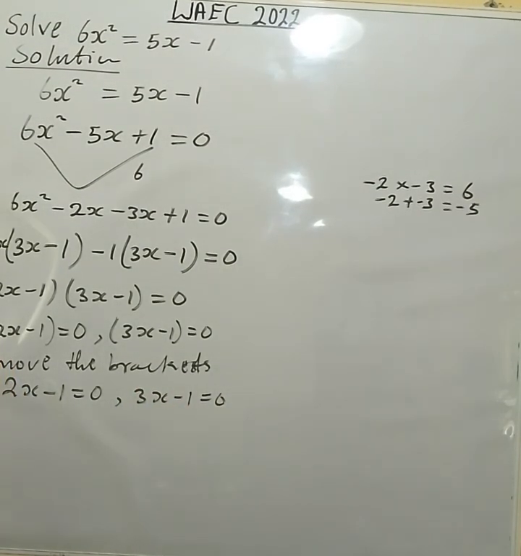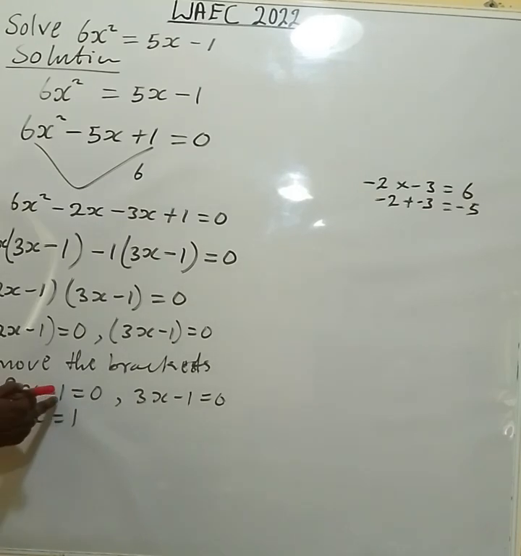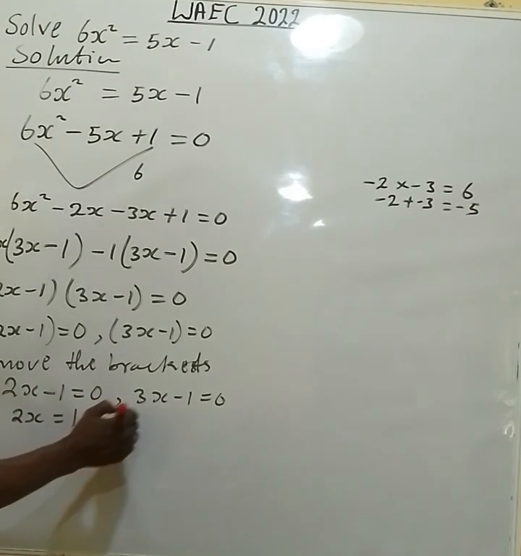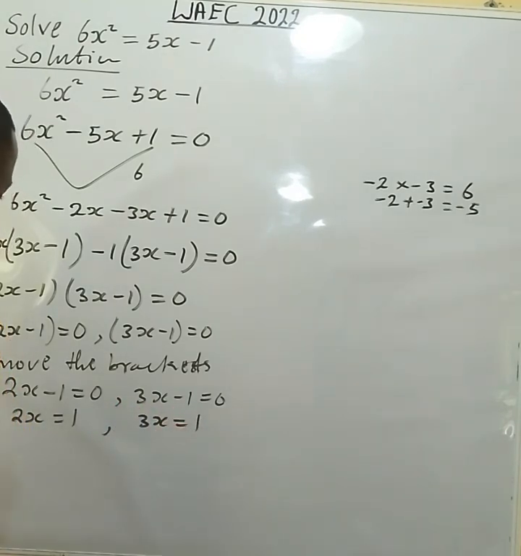So from there, this is our constant, you take it to the other side. So we now have 2x equals 1. When you take minus 1 to the other side, it will turn to plus 1. Also, you do the same thing here: 3x equals 1. And we are now solving to get the value of x.